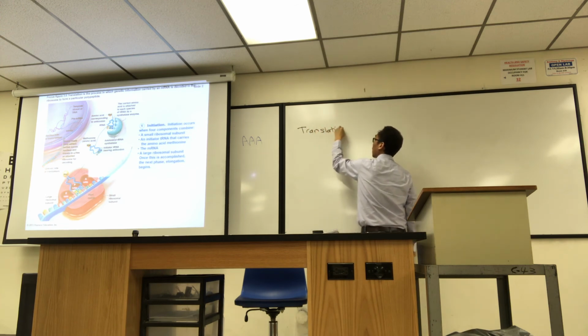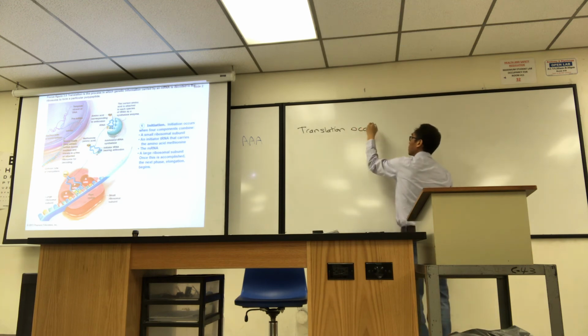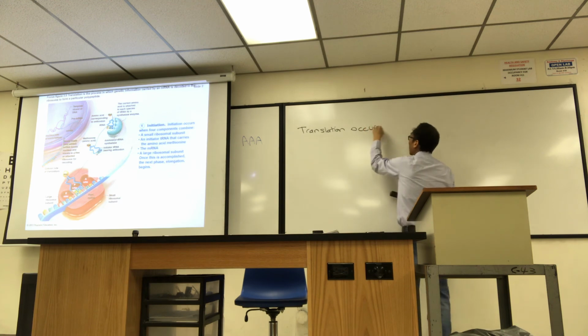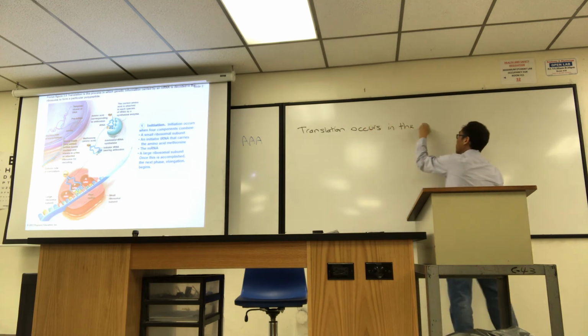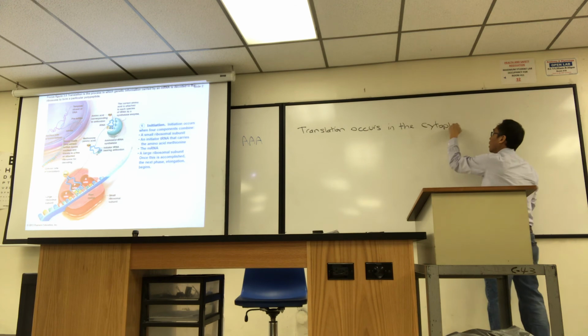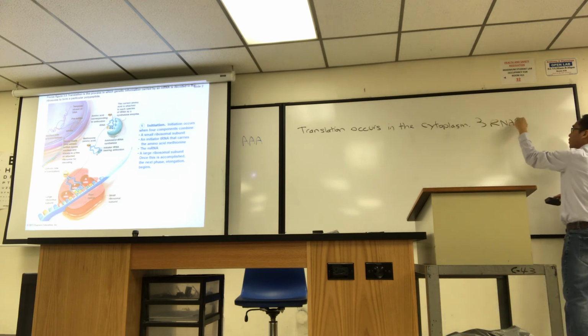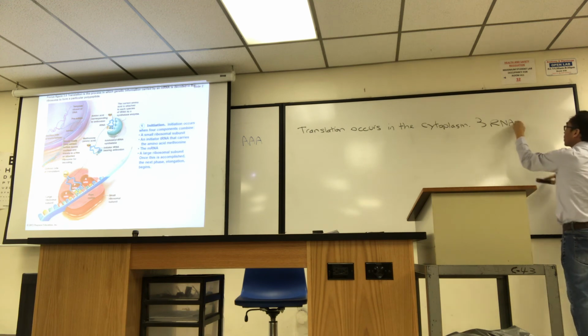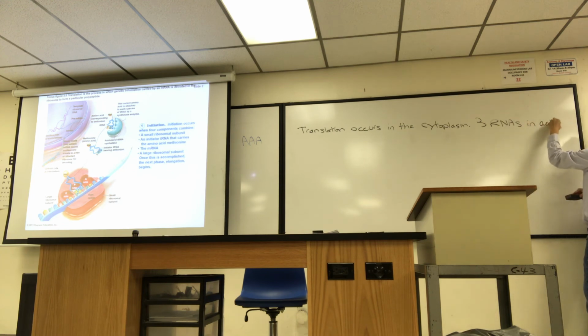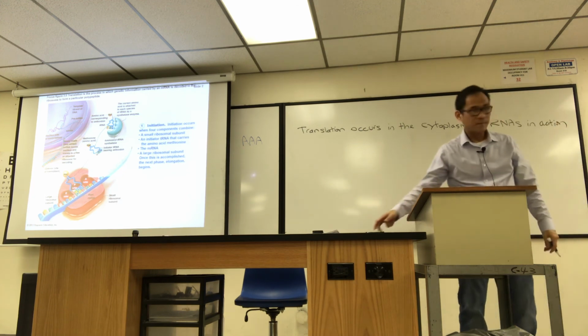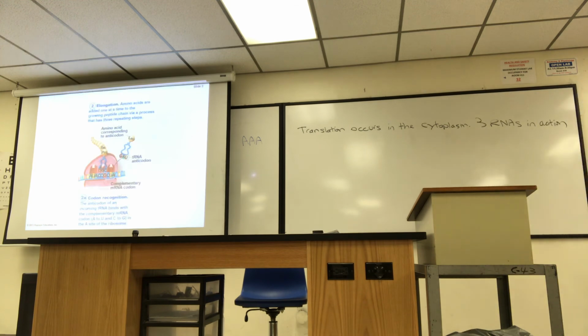Translation occurs in the cytoplasm. You have these 3 RNAs in action. They're working together. Your book goes into detail about the EPA sites, and I'm not going to test you on that, but I will mention it in today's lecture since it's such a nice picture.